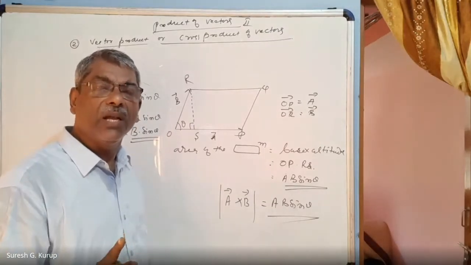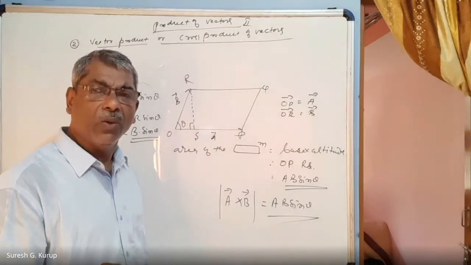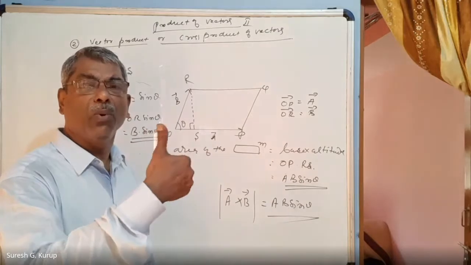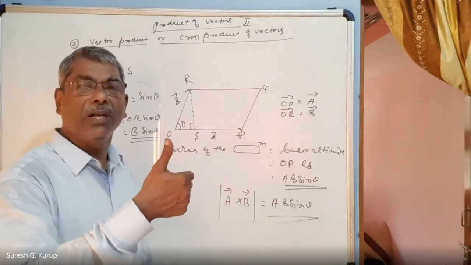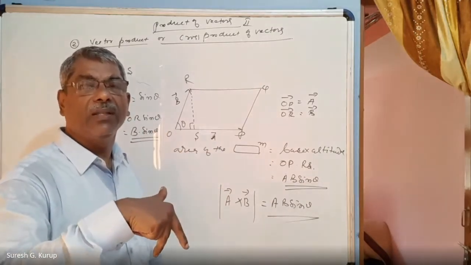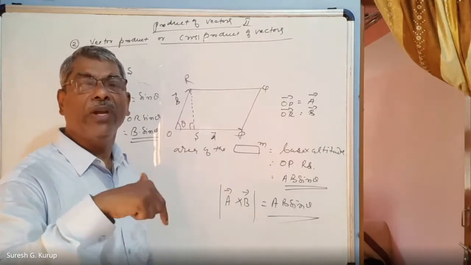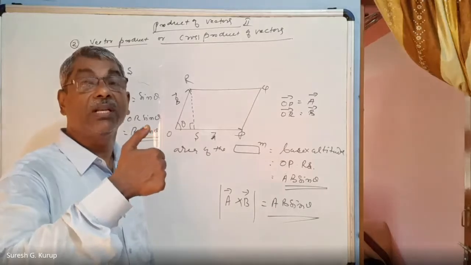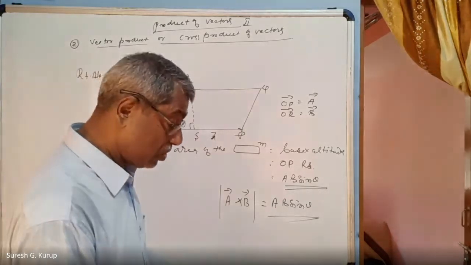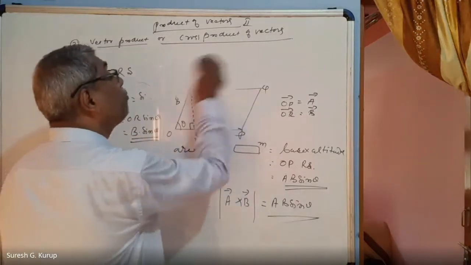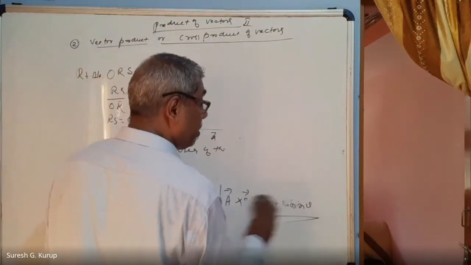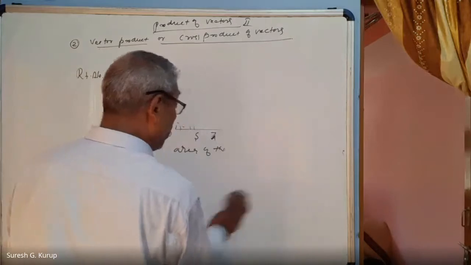How the direction can be understood, that also I told you. That is called the right hand thumb rule. If the fingers are turning in the direction of rotation of one vector towards the other, then the thumb will show you the direction of the resultant product of the two vectors. So, properties of the cross product of two vectors.